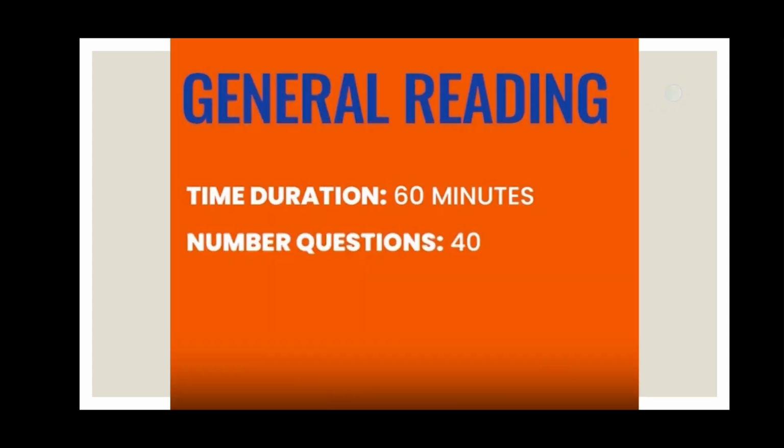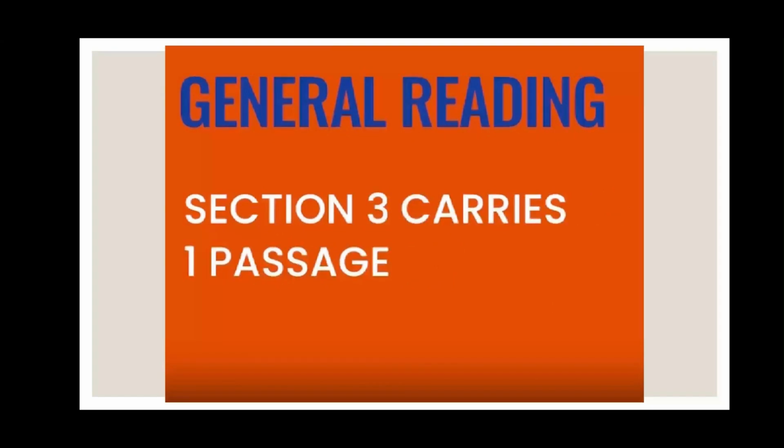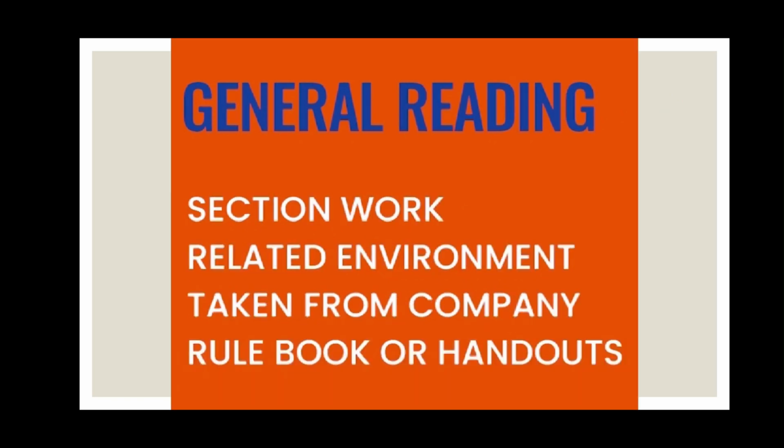If I talk about IELTS General Training reading, there are three sections. The student will get 60 minutes to solve 40 questions. Section 1 and Section 2 might carry 2 to 3 passages. However, in Section 3, there will be a single passage. In General Training reading, Section 1 is generally from the day-to-day environment or taken from advertisements, and Section 2 is from a work-related environment, taken from companies' handouts or rule books. And Section 3 is again academic in nature.